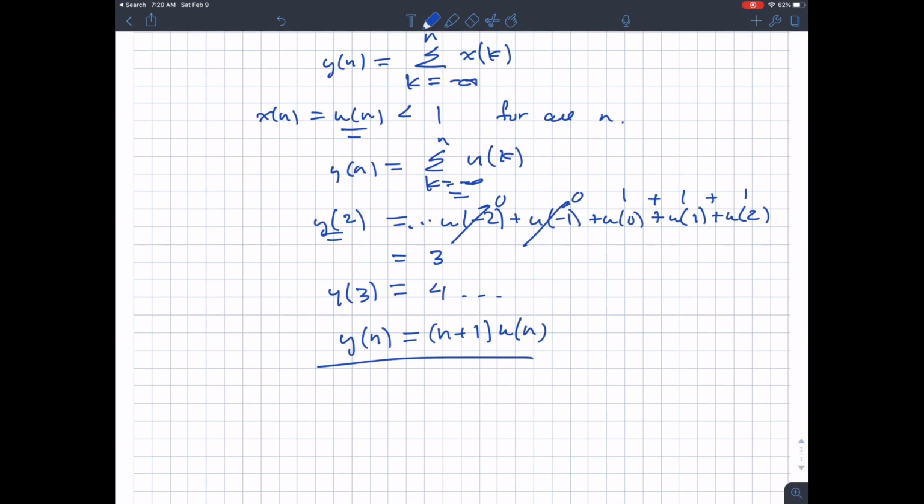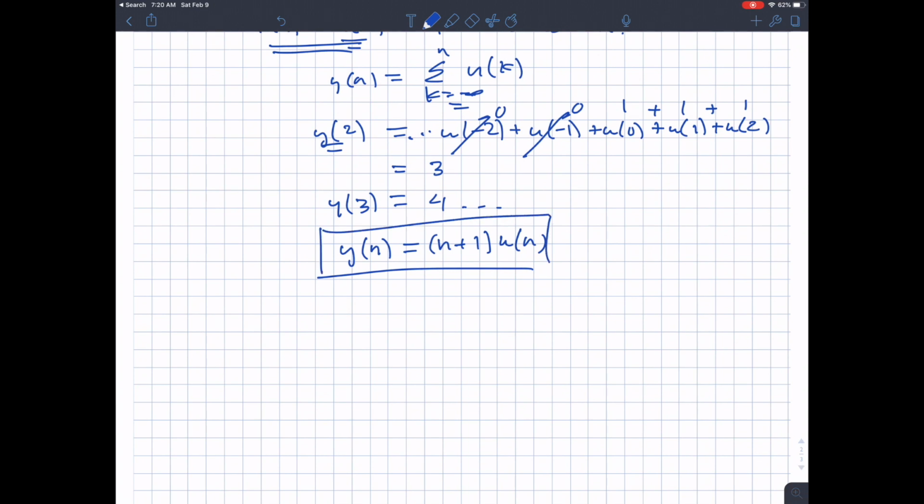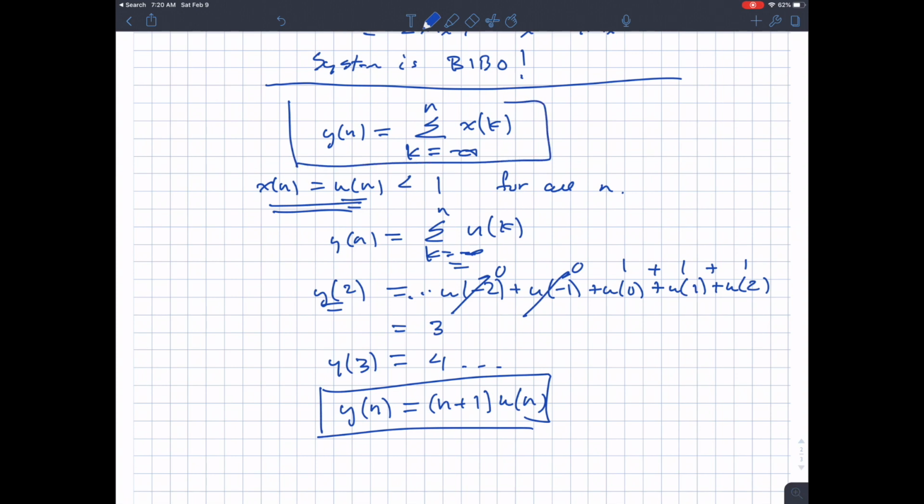So x of n is bounded, and this is an unbounded signal. We talked about a ramp function before. This is a ramp, and it's unbounded. So this particular system is not BIBO.